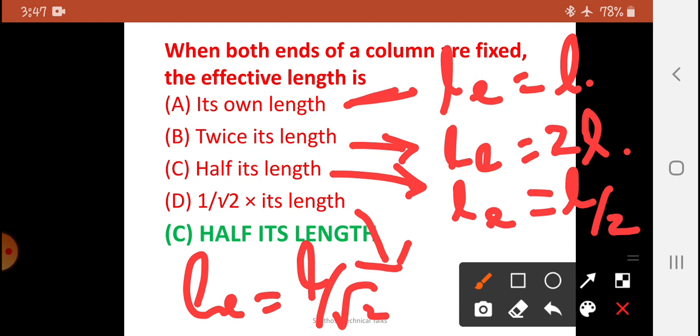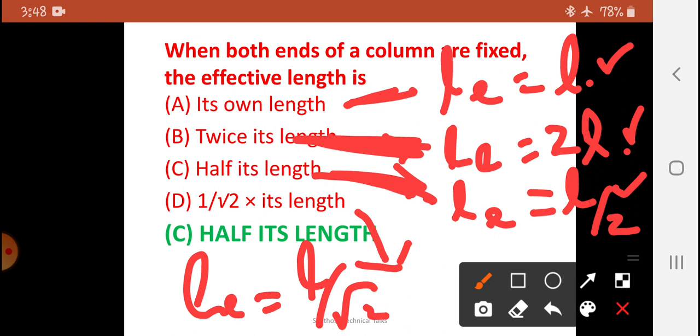Please be careful about this. Both ends hinged is L. One end fixed and another end free is 2L. Both ends fixed is L by 2. One end hinged and another end fixed is L by root 2. In these four conditions, the weakest column is the one with one end fixed and another end free, and the strongest column is the one with both ends fixed. With both ends fixed, we can apply more load.